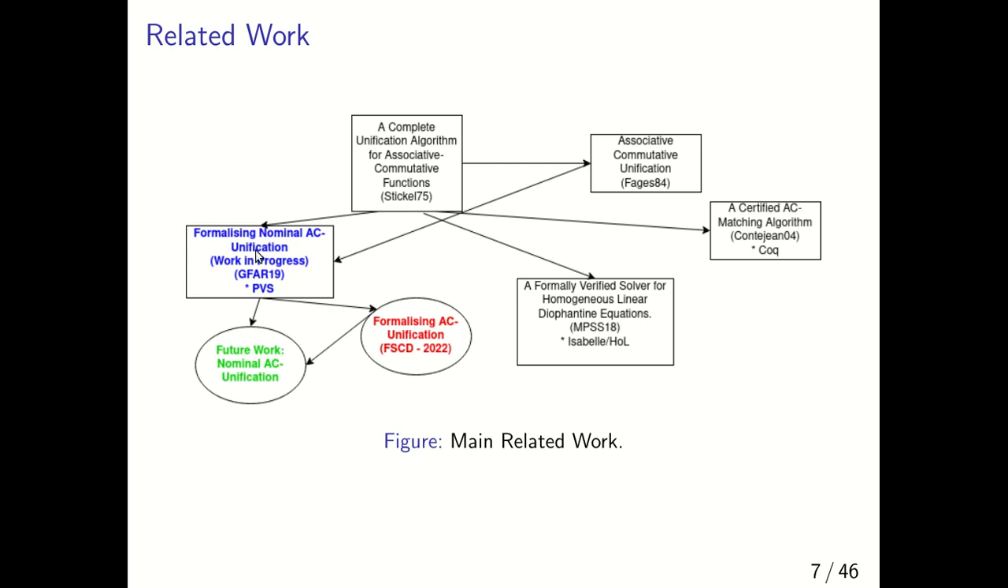Previously, we had tried formalizing nominal AC unification, which is a work in the nominal setting, which means it's a bit harder than what we have here, and we published our work in progress in a conference called UNIF in 2019. However, our algorithm was terminating and correct, but it was not complete. So this was actually a paper about a work in progress. This is a full paper, let's say like that. And this is what I'm going to talk about.